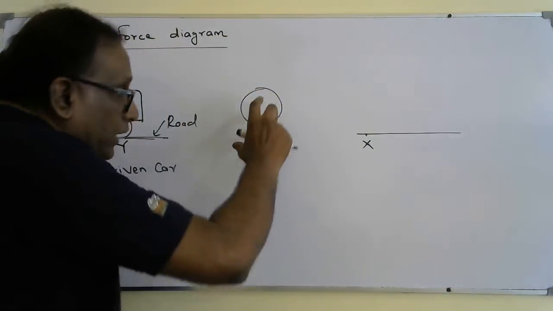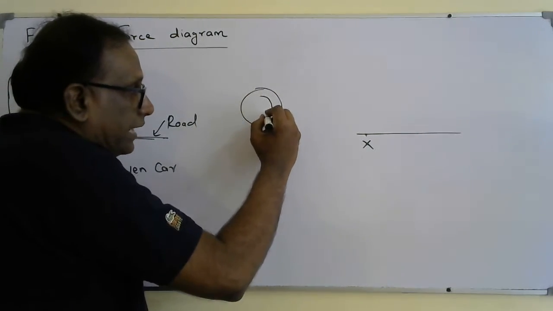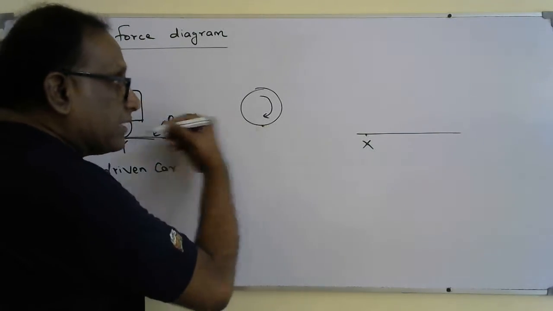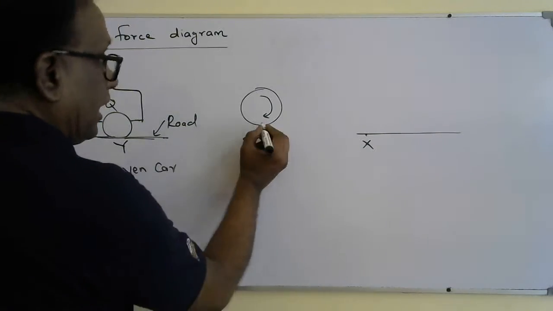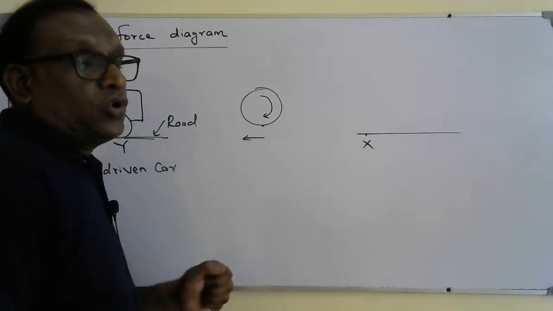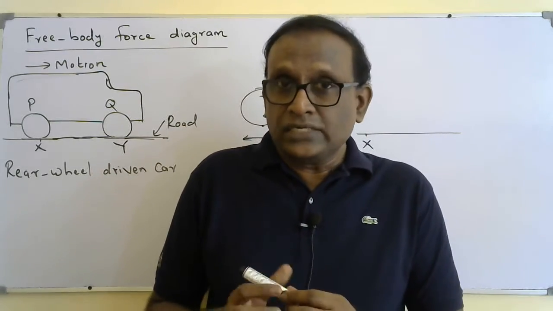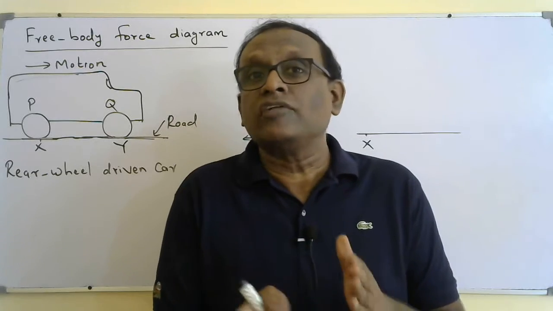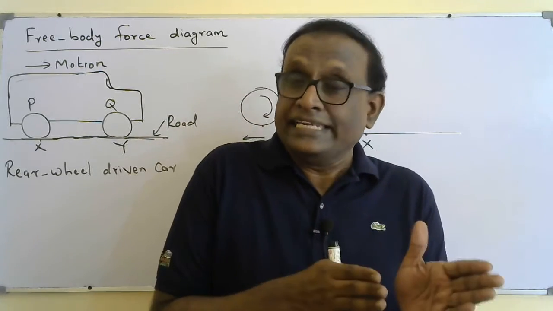So the wheel tries to slip in this direction. The wheel is rotating this way due to the engine. So at point X, it will try to slip in this direction, to the left of my hand, but it's unable to slip. You know what friction is? Friction is the force that opposes the motion or opposes the intention of motion. That is called friction.